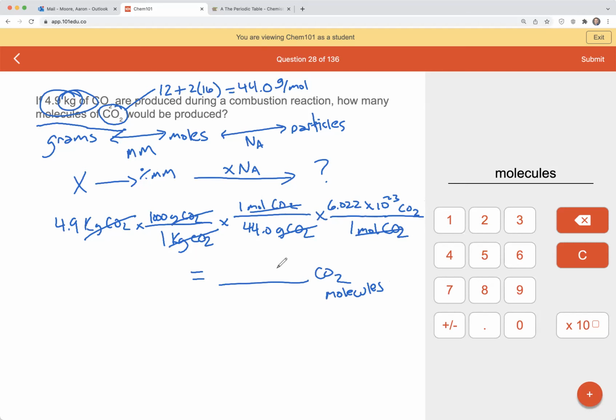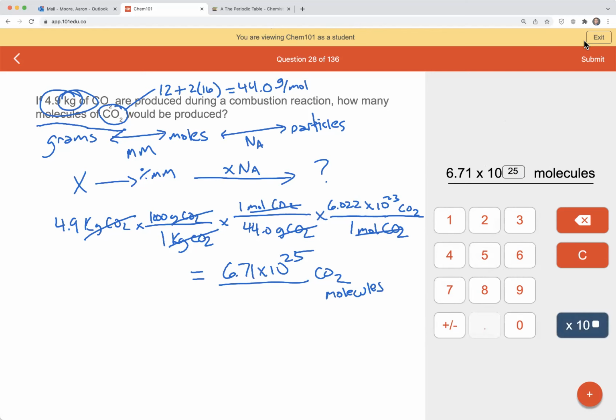So punching that into your calculator, we get 4.9 times 1,000 times 6.022 times 10 to the 23rd. I hit enter, and then I divide by 44. I hit enter, and I get 6.71 times 10 to the 25th. So 6.71 times 10 to the 25th CO2 molecules. All right, so let's just punch that in here. 6.71 times 10 to the 25th molecules.